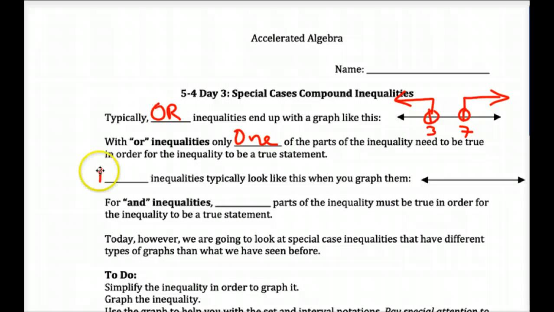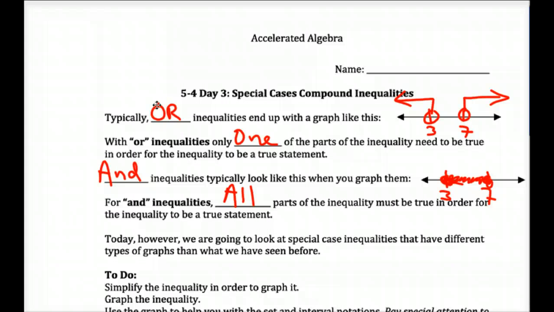Okay? And "and" inequalities typically look like what? Put your thumbs. How do "and" ones usually run? Because it's this and that. We're looking for the word, everybody say it, overlap. Guys, the only place these two things overlap is in the middle. And that's why they're "and" ones. Typically they look like this, 3 and 7. We'll do filled in circles here. And the overlap of the two would be just the stuff in the middle. And for "and" inequalities, all parts of the inequality must be true in order for the inequality to be a true statement.